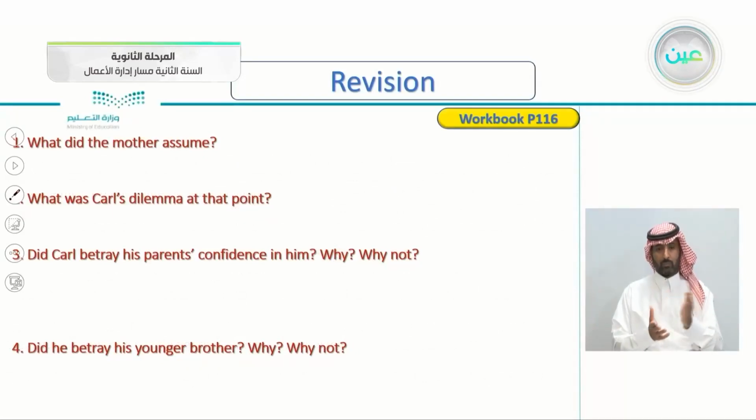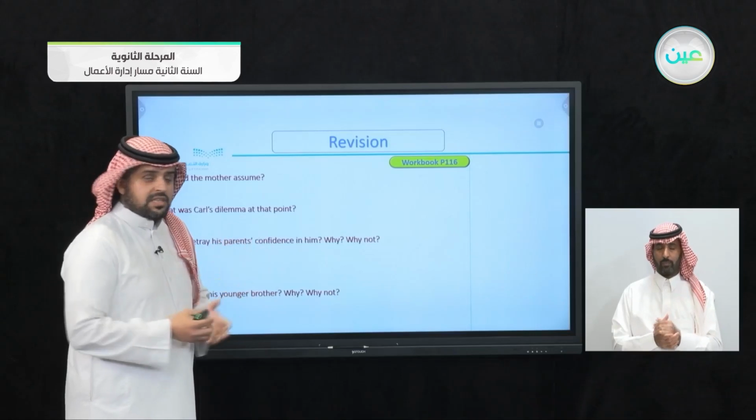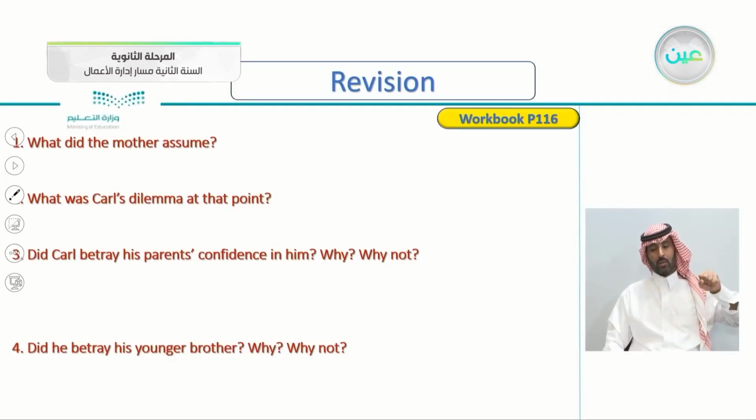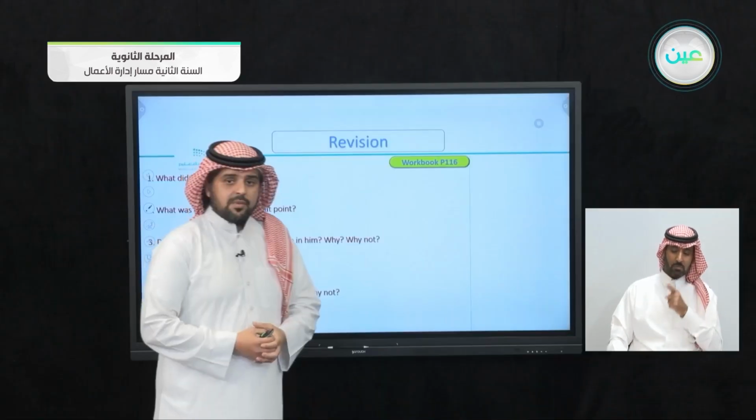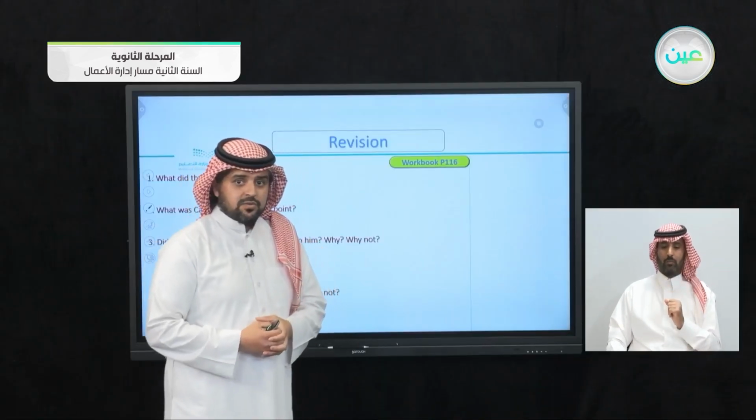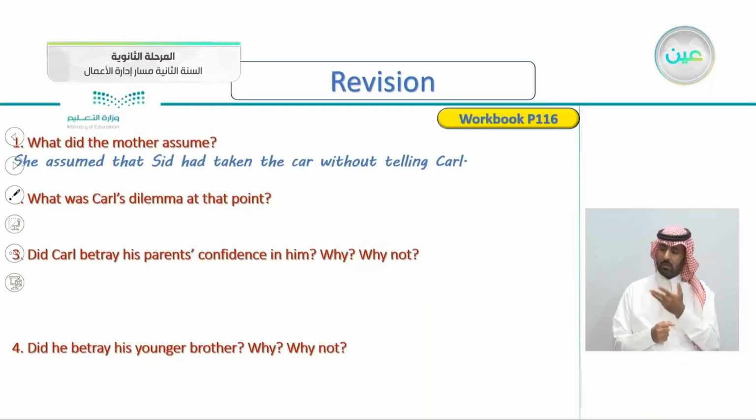So now that we have listened to the dilemma about Sid and his brother Carl, number one, what did the mother assume? So the answer is she assumed that Sid had taken the car without telling Carl, but we know that Carl gave him the car. Number two, what was Carl's dilemma at that point?